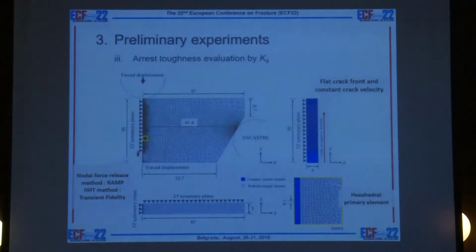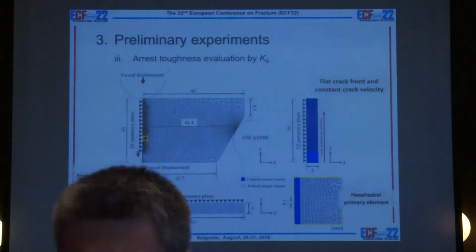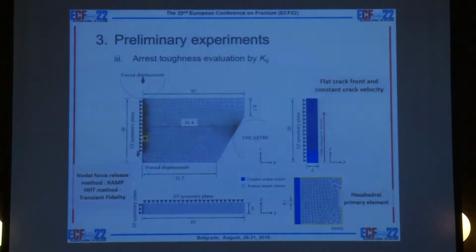This slide shows the generals of the dynamic 3D elastic plastic FEM model simulating the preliminary experiments. Brittle crack propagation is simulated by the nodal force release method, and the nodal force along the crack front decreases linearly to 0 in each step of time. This method is called the ramp method. The crack velocity is assumed to be constant and the crack front shape is assumed to be flat. This analysis outputs the opening stress in the vicinity of the crack tip at the thickness center.